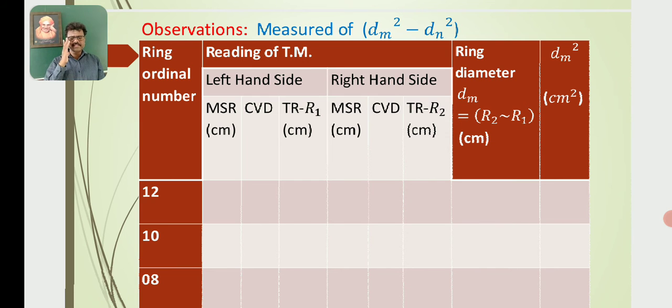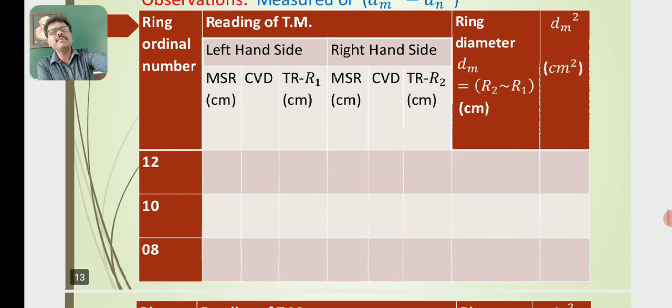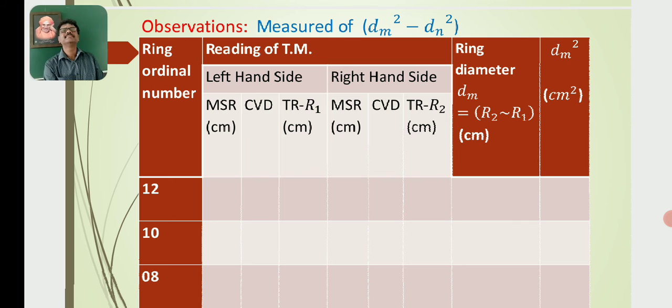So this is the tabular column usually we have used in this experiment. The tabular column consists of, look here, a ring ordinal number in the first column, then readings of the traveling microscope, left hand side and right hand side. Then MSR reading, CVD, then total reading R1 for the left hand side. Then for the right hand side MSR, CVD, then R2 total reading.